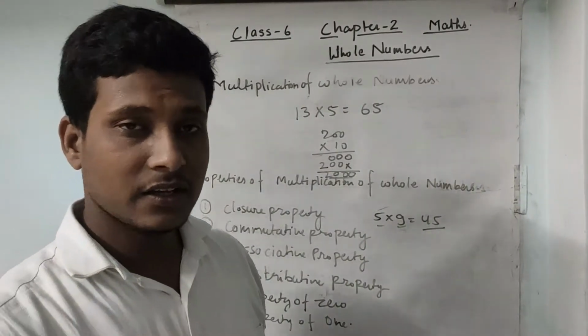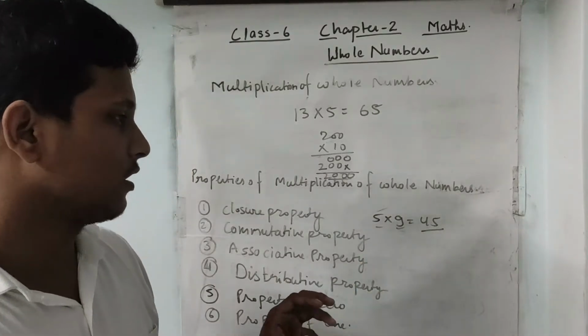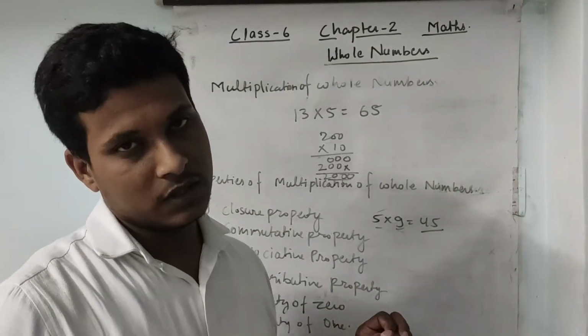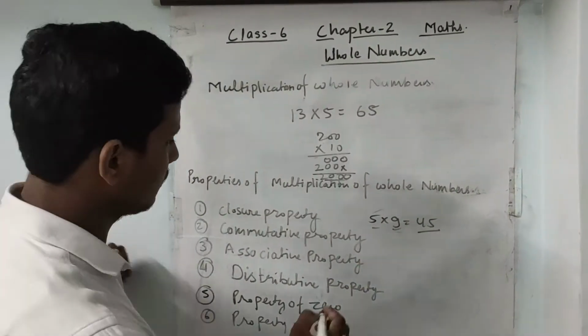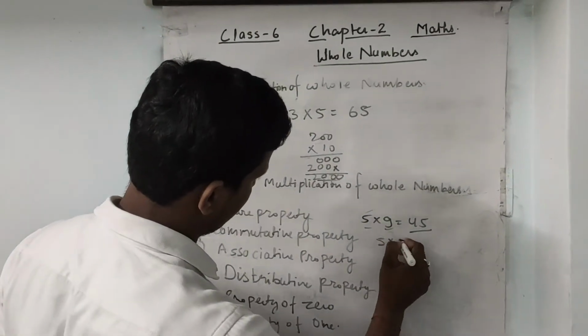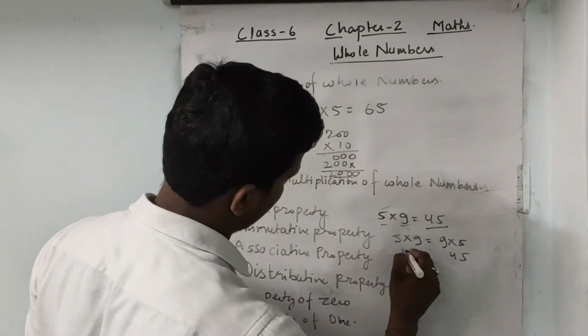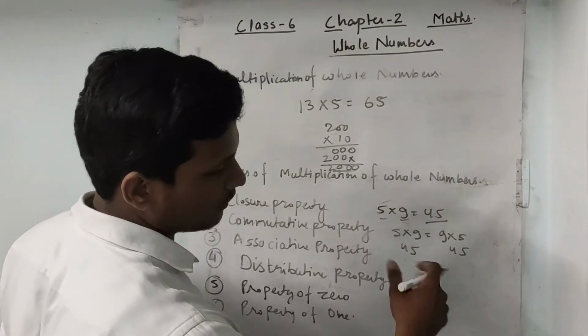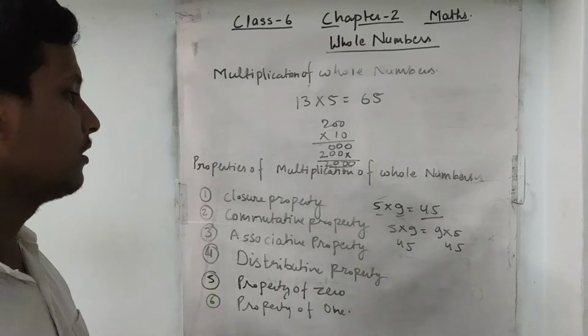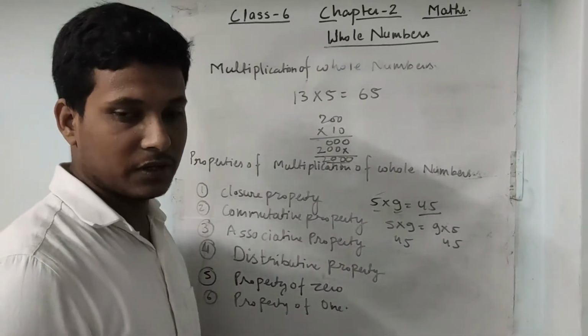Next is the commutative property. It states that if we change the places of the terms in the product, then there will be no change in the result. Like 5 into 9 or 9 into 5, both will give 45. So there will be no change if we change the places. That is our commutative property.